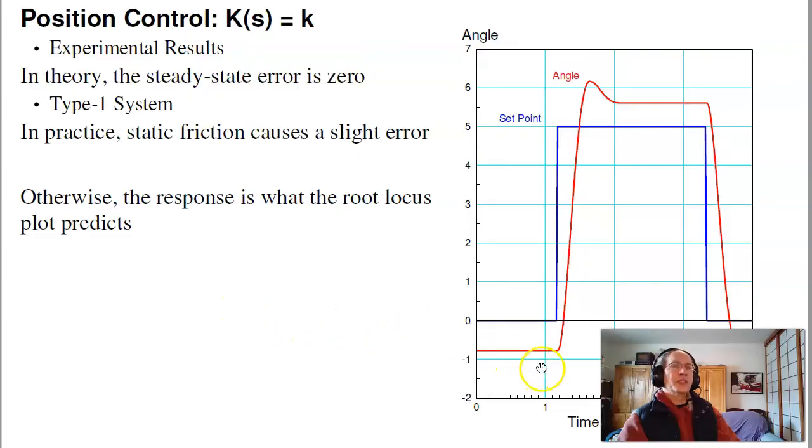If you measure the actual angle, the red line, compared to the set point, and this is a type 1 system, there should be no error. In actuality, there is an error. The reason being is static friction. If I apply a small voltage to a motor, it won't spin. I need a certain amount of voltage just to overcome static friction. And here the error is small enough that I'm not generating enough voltage to get the motor to spin, and I have steady-state error.